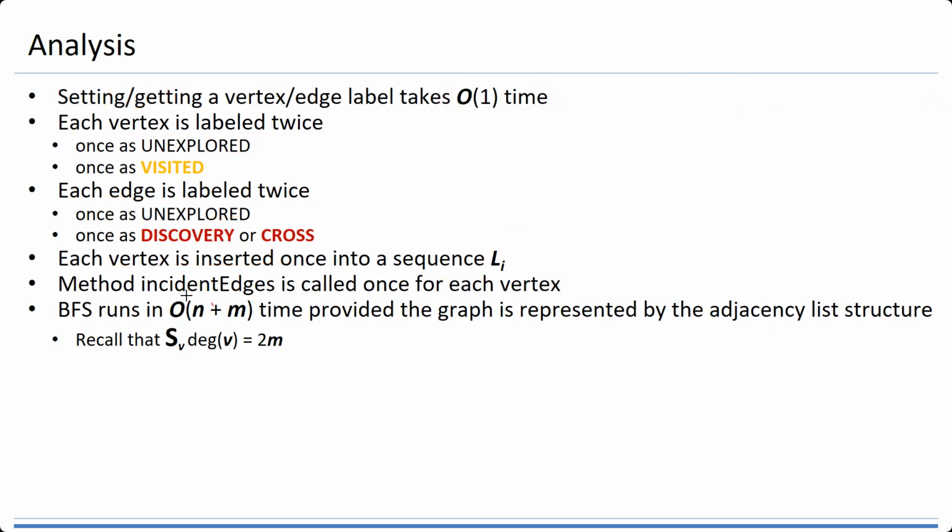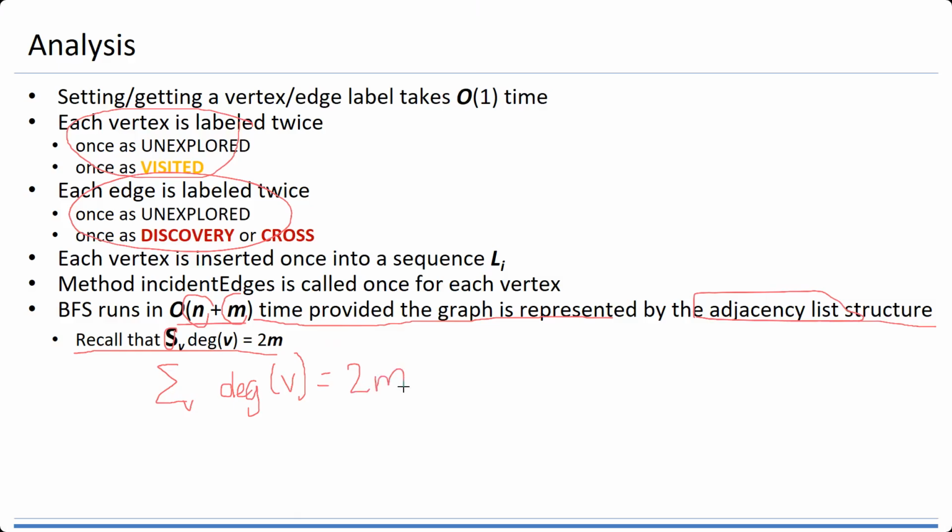n means we have n vertices. And m means we have m edges. So O(n + m) time, provided the graph is represented by the adjacency list structure. So if your data structure is the adjacency list structure, then you will get O(n + m). And we can recall that the sigma, sorry, this is not S, this is sigma, the sigma of V, degree of V, equals 2 multiplied by m.